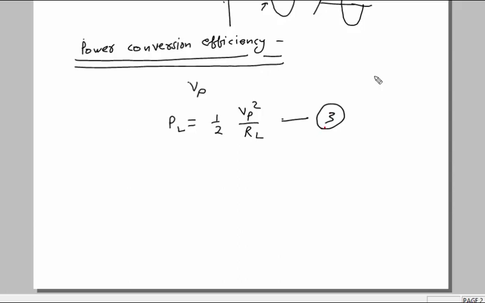Now the current drawn from each supply will consist of half sine wave of peak amplitude Vp by RL, because we know current equals V by R. So the current drawn from each supply, the positive supply and the negative supply, will consist of a half sine wave of peak amplitude Vp by RL, because one half is done by one power supply and the other half by the other power supply. So Ip we can write as Vp by RL.